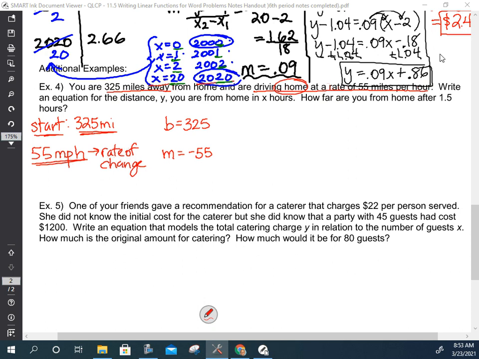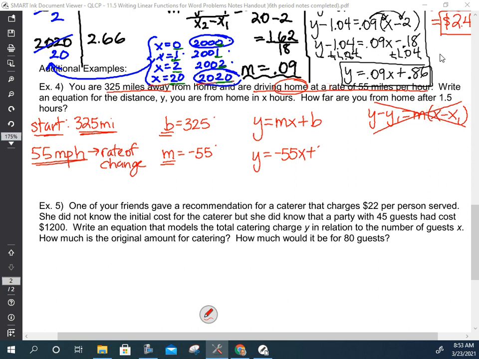If you are going away from your house, then it would be a regular 55 because you're extending the distance from your house. So you have your slope of negative 55 and you have a y-intercept of 325. So slope and y-intercept is already perfectly set up to write your equation. You don't need point slope form because you already have the slope and the y-intercept. You can go right to y equals mx plus b and substitute in your values. Negative 55x plus 325.